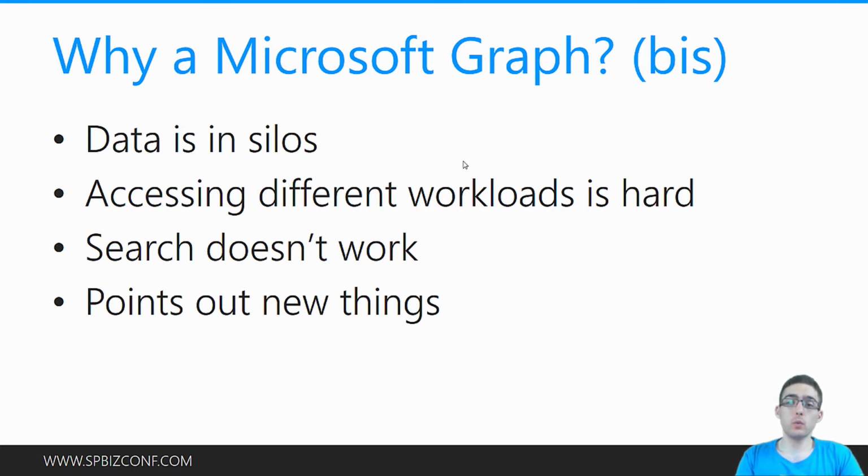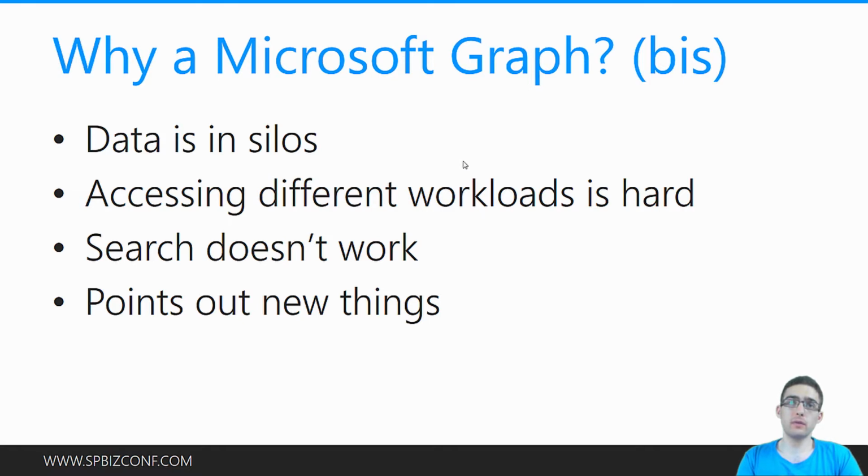Also, another reason why they are providing a Graph API and things like that is because accessing different workloads, so SharePoint, Exchange, Lync, Skype for Business, and so on, is very hard because you have to manage the authentication, you have different APIs. So as a developer, I have multiple endpoints, and it's complicated to access all these different systems, and all the URLs might be different, and that kind of problem. So that's also one of the other reasons.